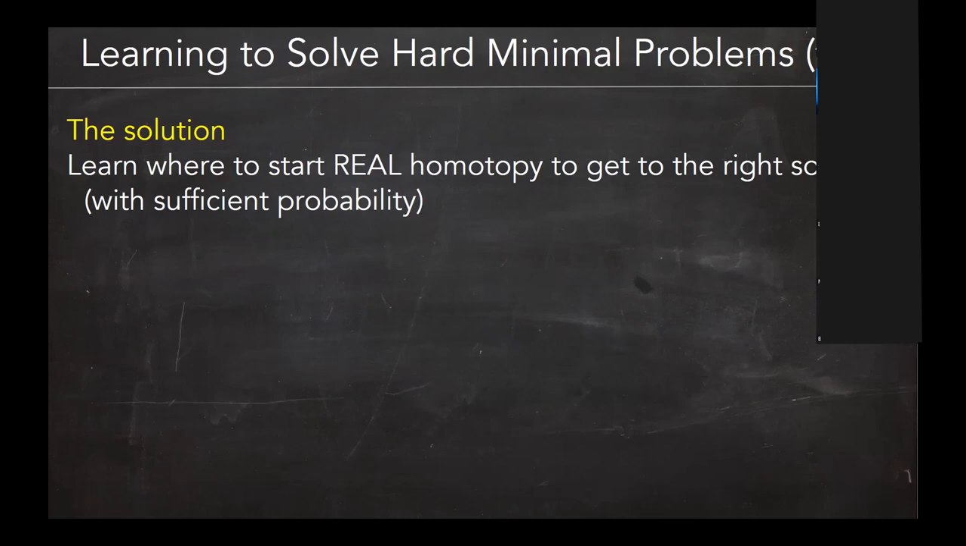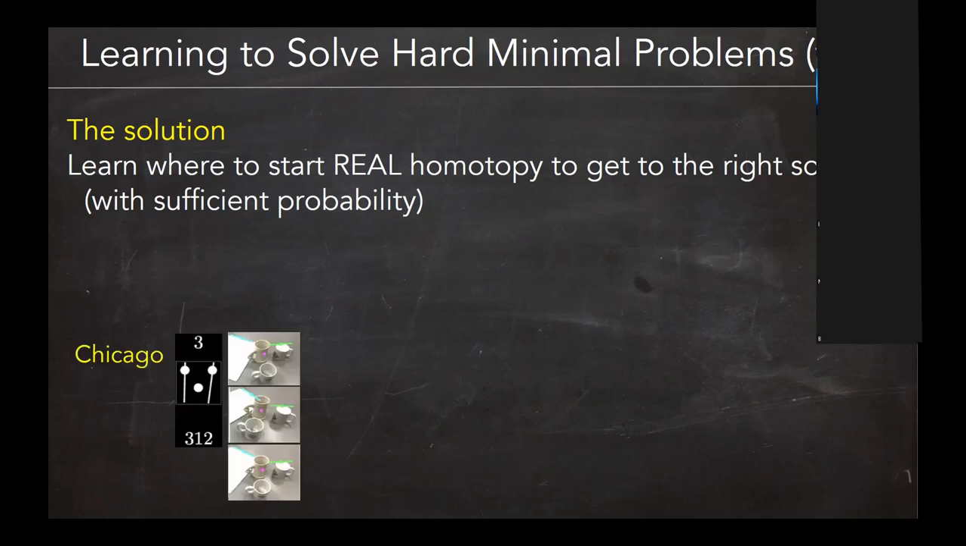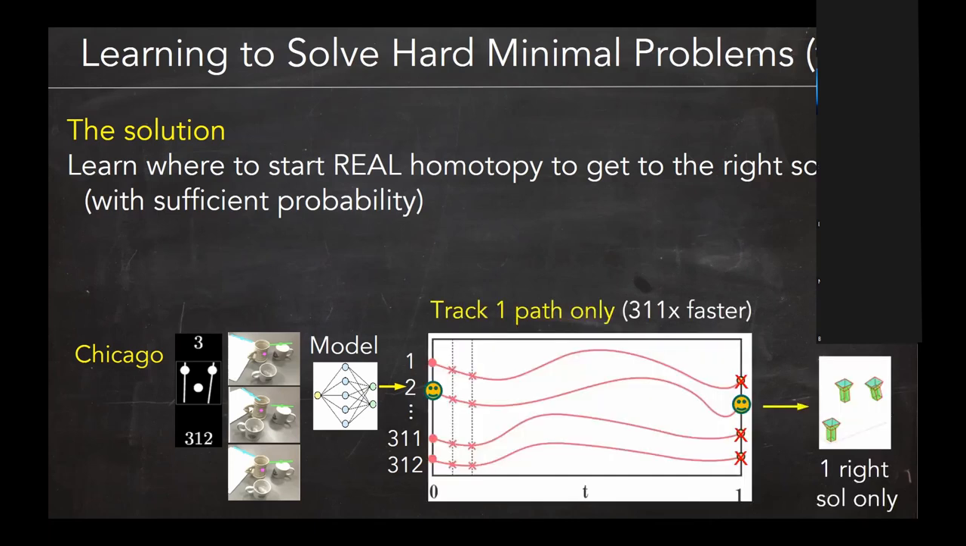It might be possible, might not be possible, may sound crazy, but that was the idea and let's see what we can do. So we have this, in that case, we would have some kind of a model which gets as input the coordinates of those points and lines in those three images, and it will spit out which starting point out of 312 we should use and from which we should go. And then we would track only one path.